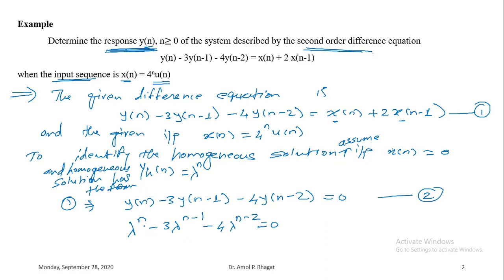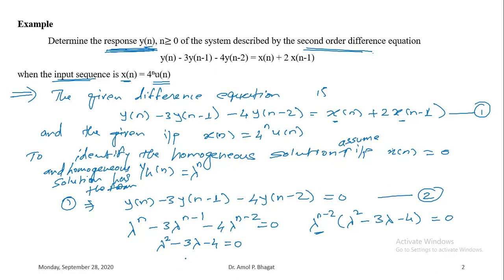From this equation you can take lambda to the power n minus 2 common. Taking lambda to the power n minus 2 common from the equation, in the bracket I will get lambda square minus 3 lambda minus 4 is equal to 0. Sending lambda to the power n minus 2 to the right hand side, it will be 0 divided by lambda to the power n minus 2, so it will be simply 0. So the remaining polynomial is lambda square minus 3 lambda minus 4 is equal to 0.